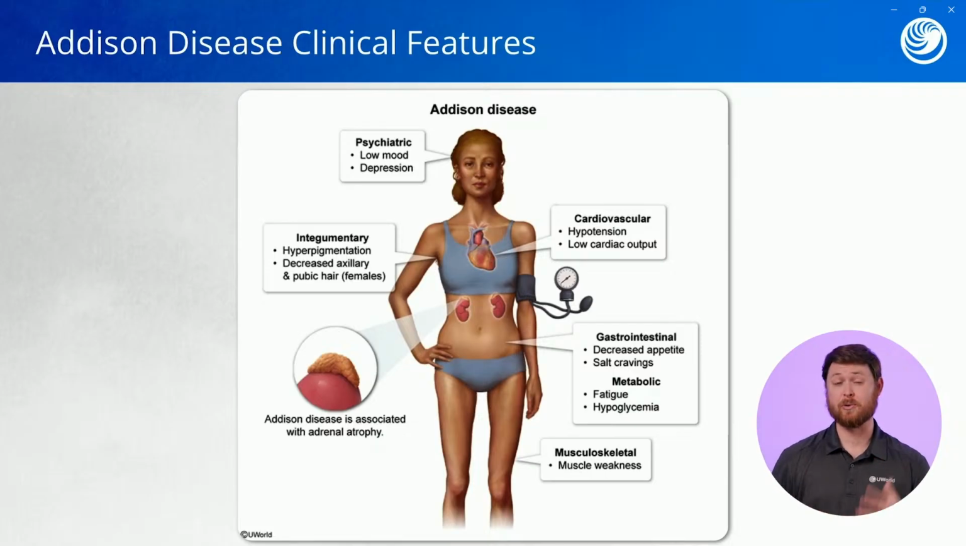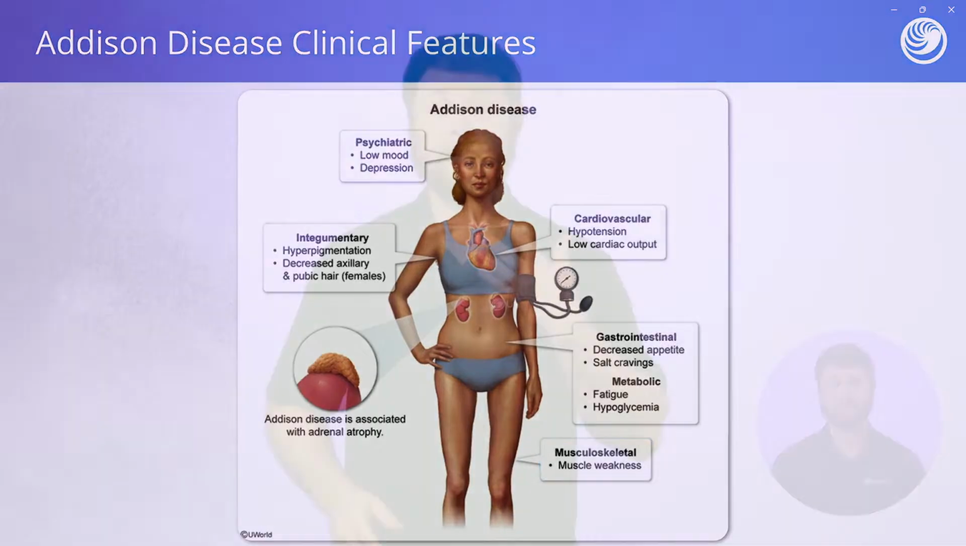This, coupled with a decreased appetite, can lead to hypoglycemia. As we lose sodium and water because of a lack of aldosterone, the client can develop salt cravings. Additionally, with a decreased appetite, clients can get fatigued very easily as well as develop muscle weakness. It's very important to note that clients with Addison disease can develop a life-threatening condition referred to as Addisonian crisis.